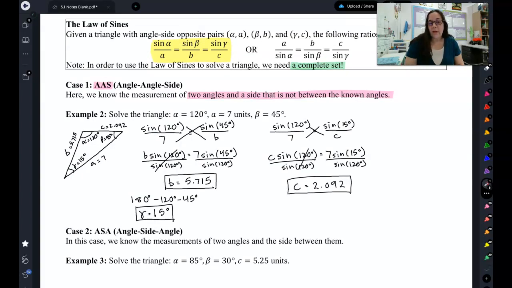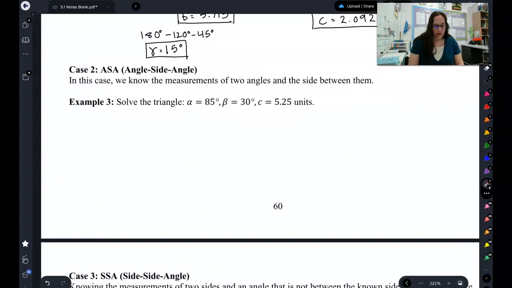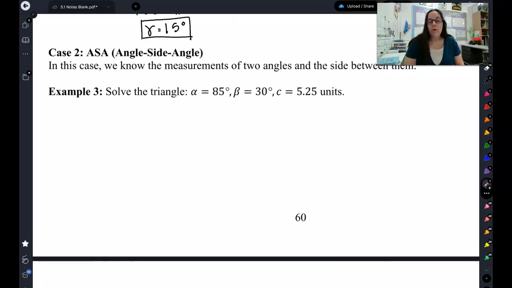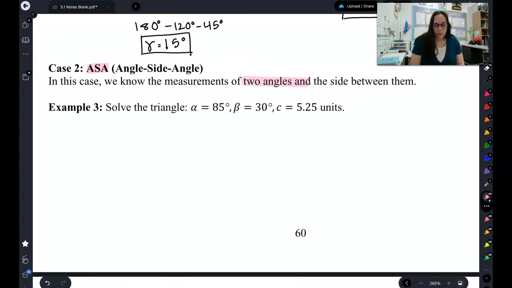And this was an example of angle, angle, side, where we know two angles and a side that is not between the two angles. So let's try an example, last one for this video, where we've got angle, side, angle. This is where we know two angles and the side between them. Notice the difference between that. Angle, angle, side, we know a side not between them. Angle, side, angle, we know a side between the two angles.